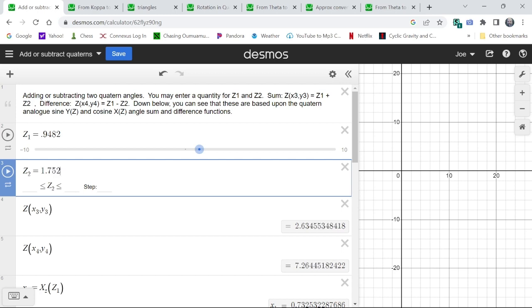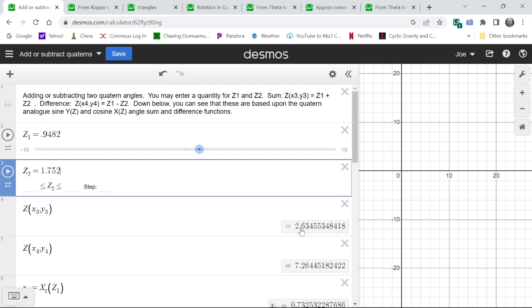And then the sum of those, using quatern angle addition, is this value down here, 2.635.